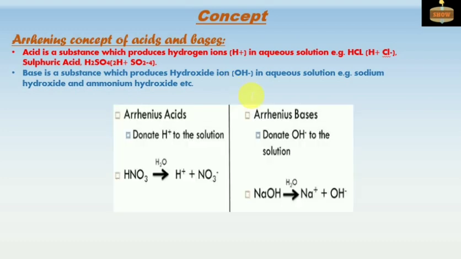So this is an example, once again, of nitric acid, HNO3, which in aqueous solution produces H+ and NO3-. And an Arrhenius base donates OH- to the solution, and NaOH forms Na+ and OH-.